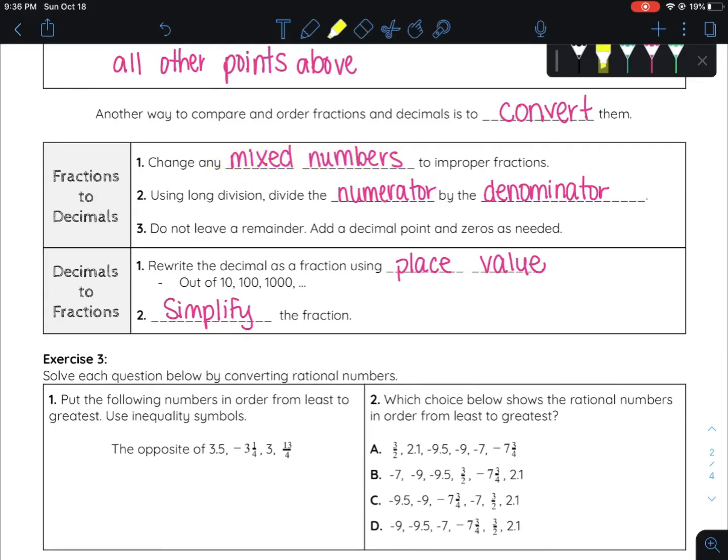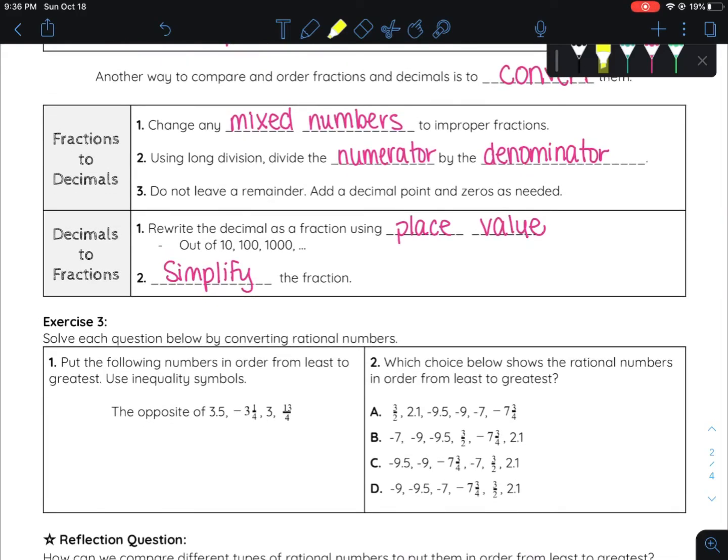Then, as long as it looks like a fraction, you can use long division to divide the numerator by the denominator. So the top by the bottom. Okay? Just make sure that you don't leave a remainder. Go all the way to the end. Add a decimal point and as many zeros as you need to get an end or to get something that starts to repeat.